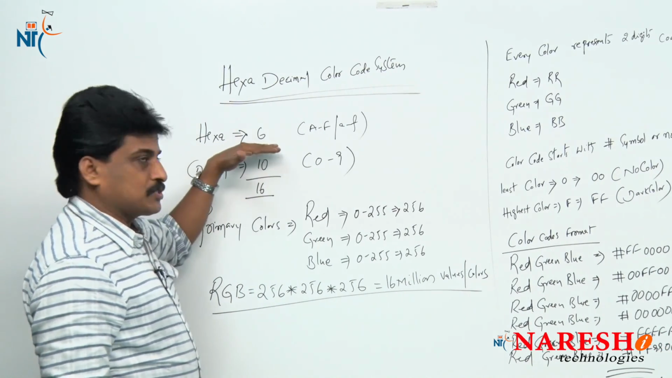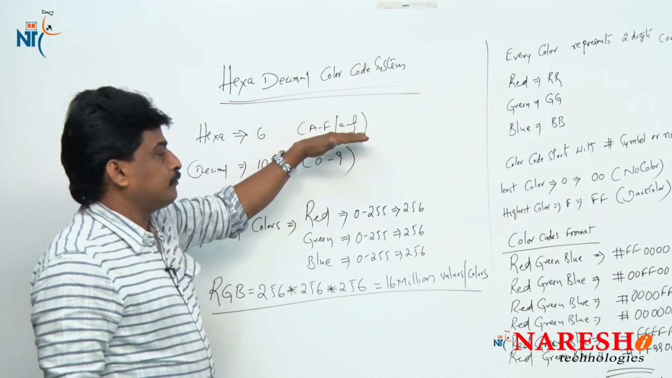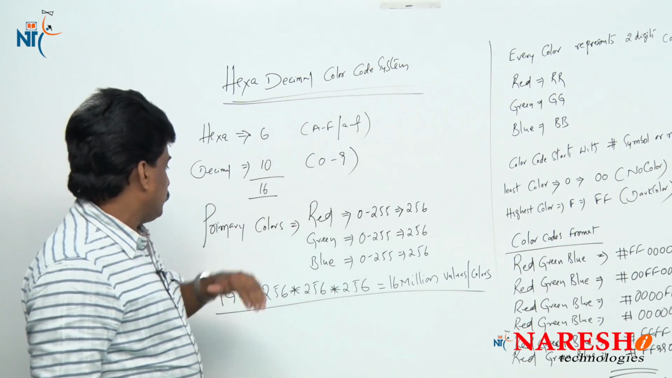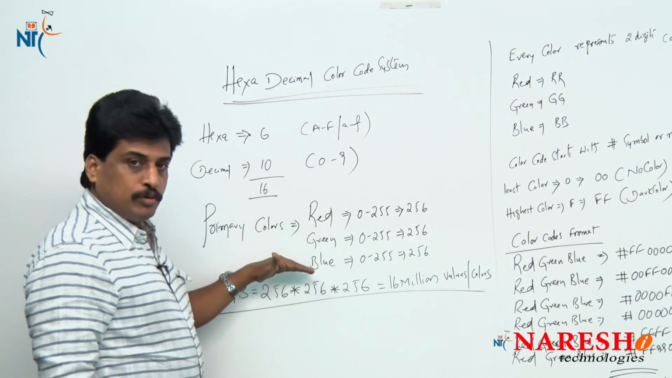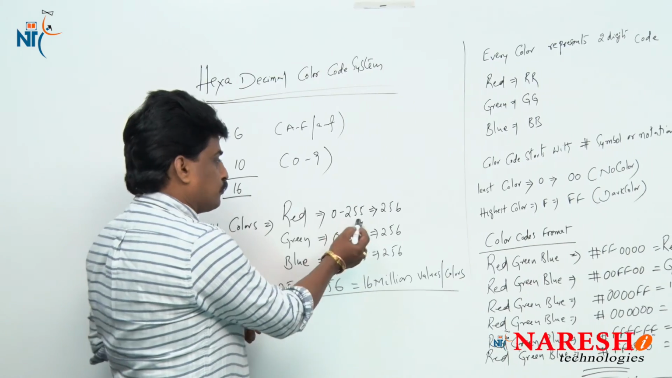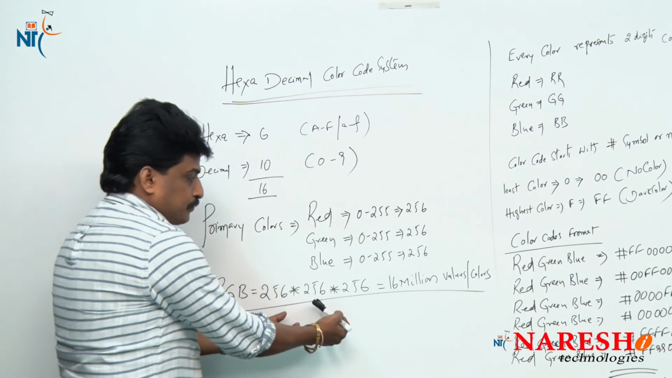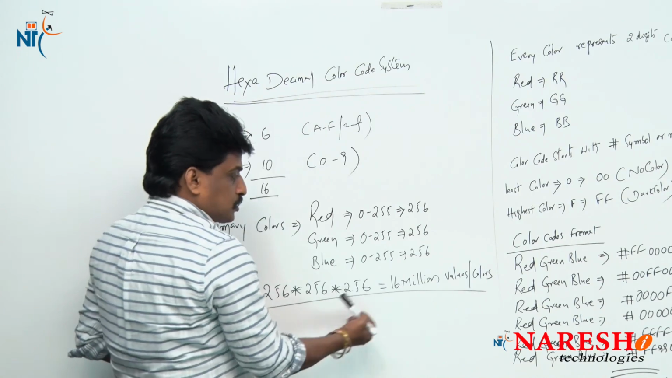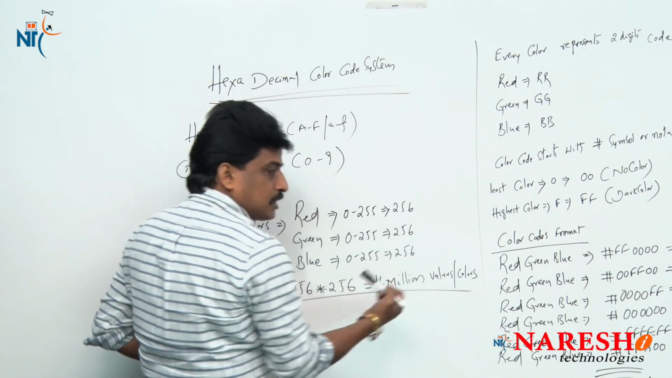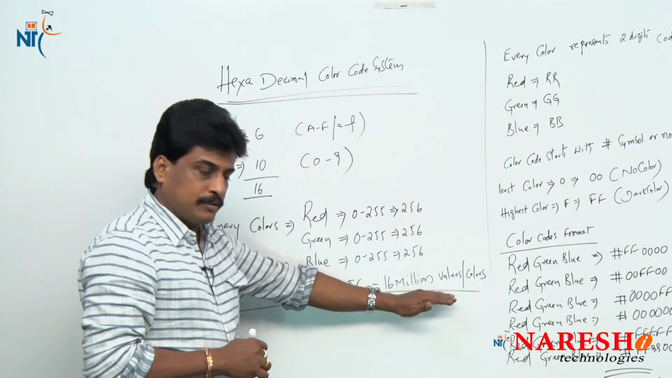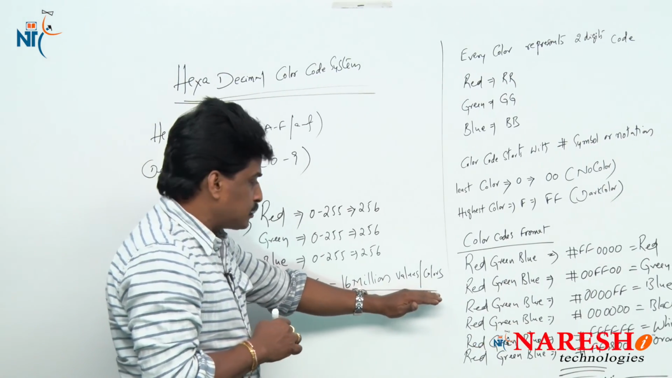First, hexa is 16, we know that already. Small a to f or capital A to F, both are available. Decimal means 10, 0 to 9. For the primary colors red, green, blue, the range is 0 to 255, which means 256 values. Like that, 3 colors, 256 into 256 into 256. So we get 16 million values, or 16 million colors. That is the mathematical calculation, which means we are getting 16 million colors.